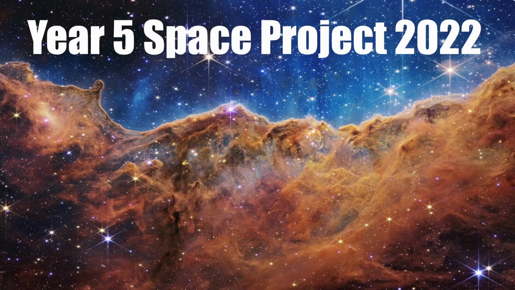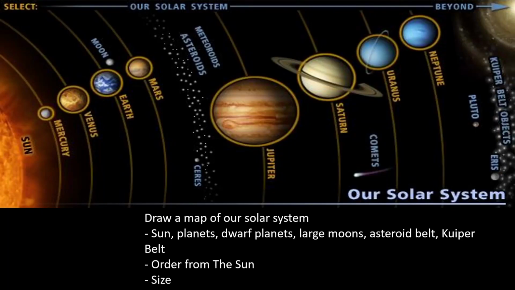So, what are the options? The first thing you could do is a map of our solar system. This would be a 2D representation, maybe on an A3 piece of card or paper, something like that. What would you need to include in a map of the solar system?